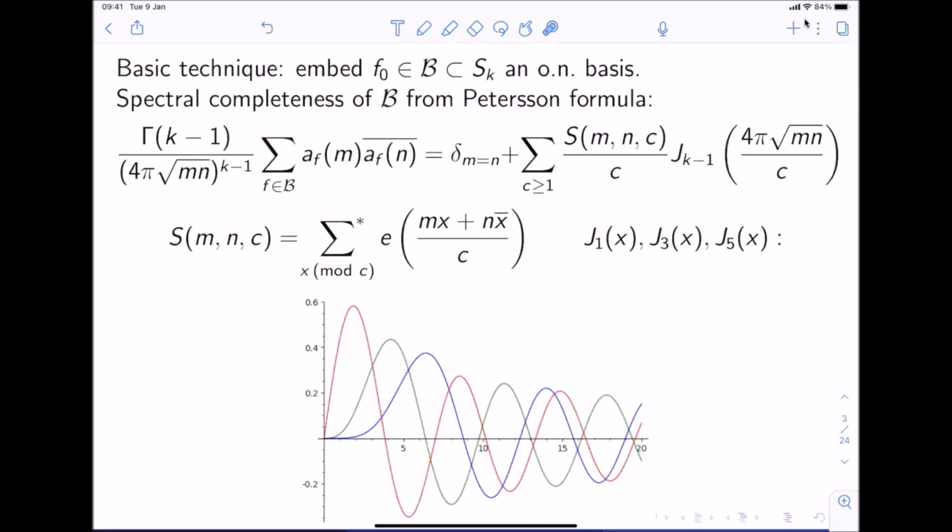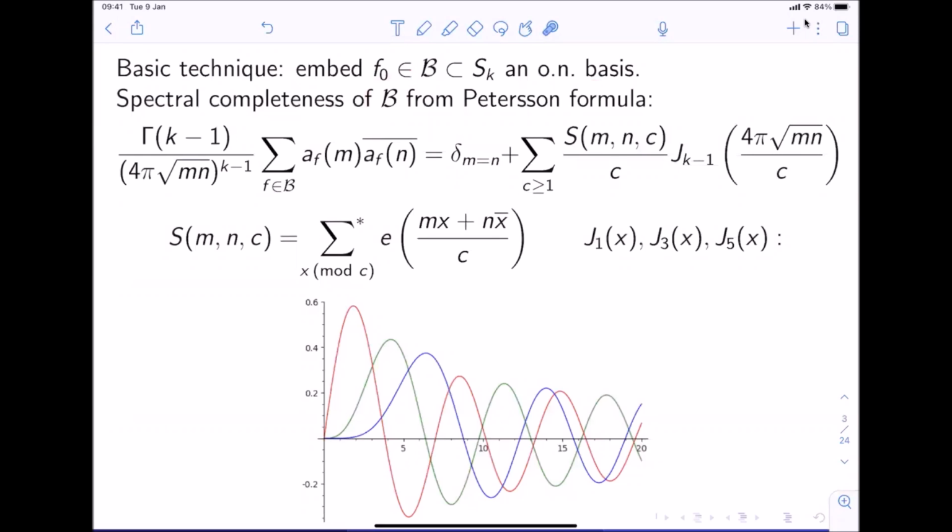The basic technique, the way typically in analytic number theory we use families of modular forms or L functions, is we pick one form that we're interested in, and we call it f naught, and I'm going to embed it in this space of modular forms of weight k, and maybe I'll think of it as a member of a basis for this space. So I'll write script B for a basis for such a space of cusp forms, in particular an orthonormal basis. And then we use the spectral completeness of this basis, and the way we get a hand on that is this formula called the Petersson formula, which probably everybody in the room is already familiar with.